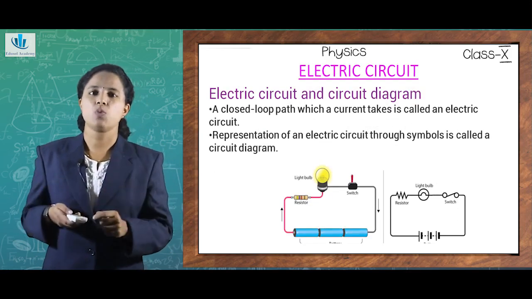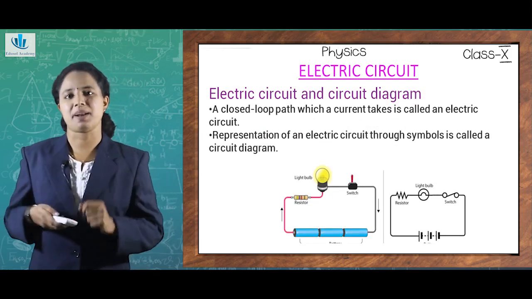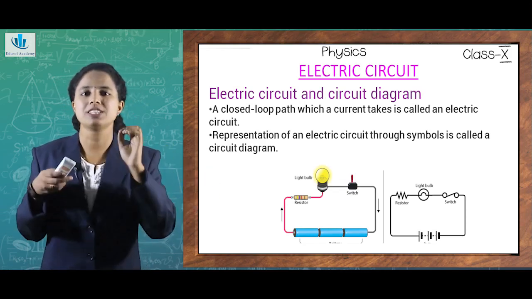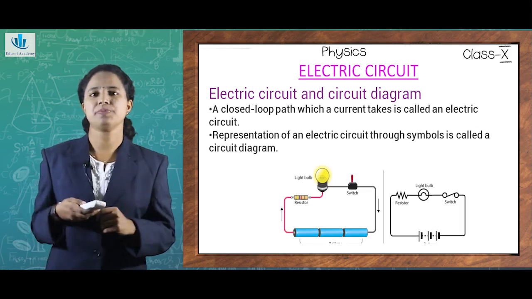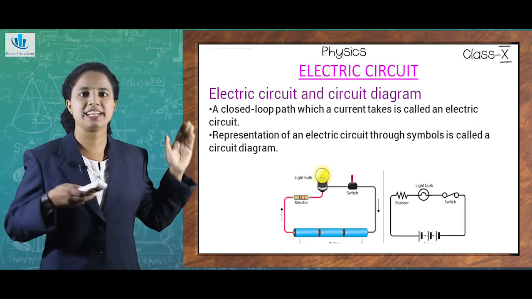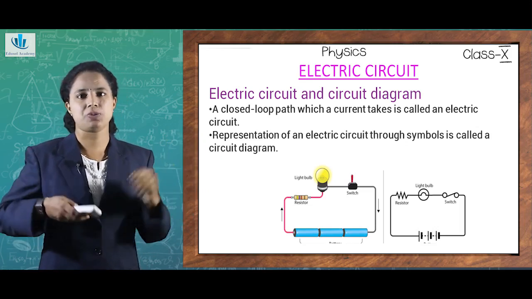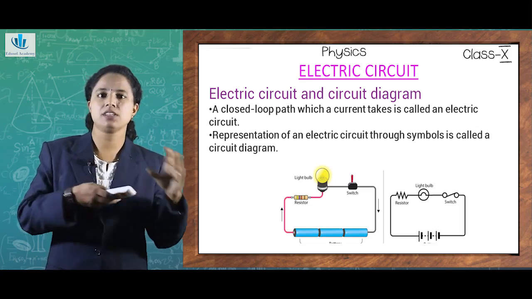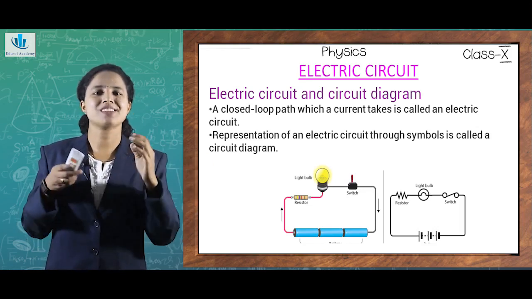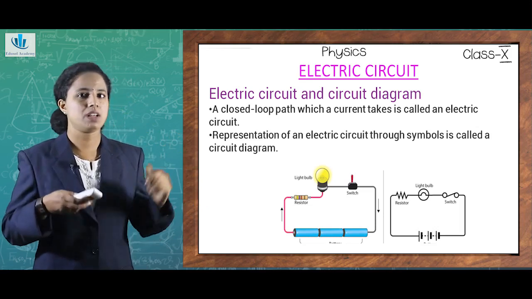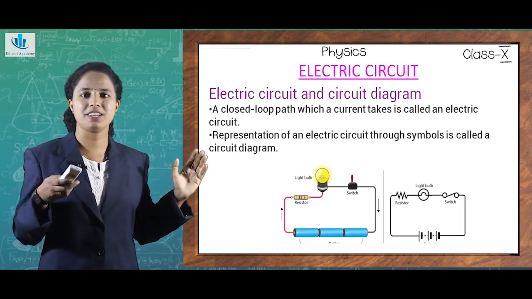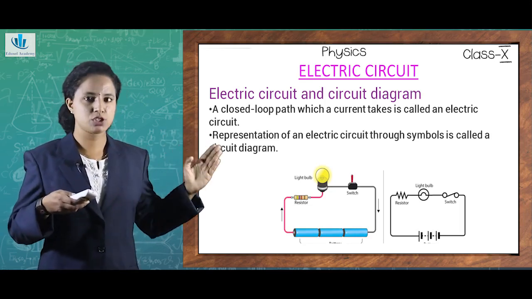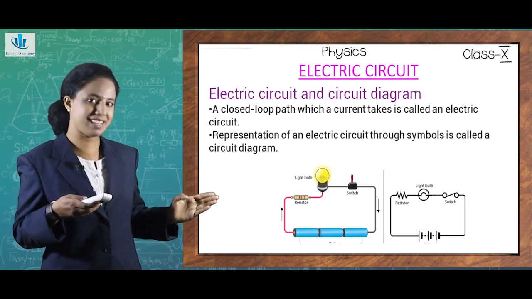So now we need to find what we mean by an electric circuit or a circuit diagram. An electric circuit means a closed loop path through which a current flows. As you can see in the figure, it is a figure of an electric circuit. What do you mean by a circuit diagram? If we represent the electric circuit through different symbols, then it is called a circuit diagram. For example, in the first figure I have noted it by different pictures, that is a light bulb, a switch connected to a resistor as well as a battery.